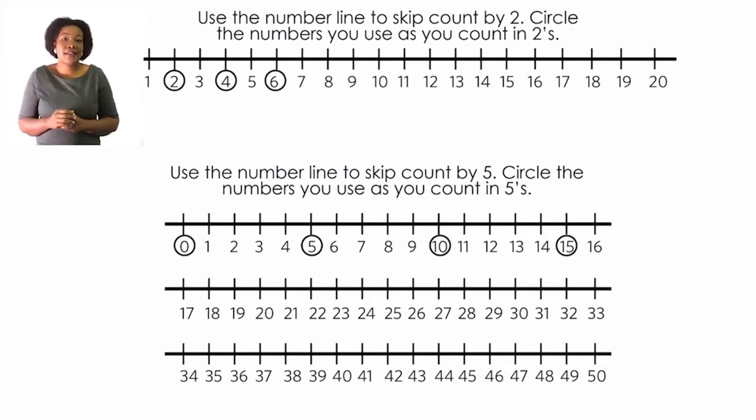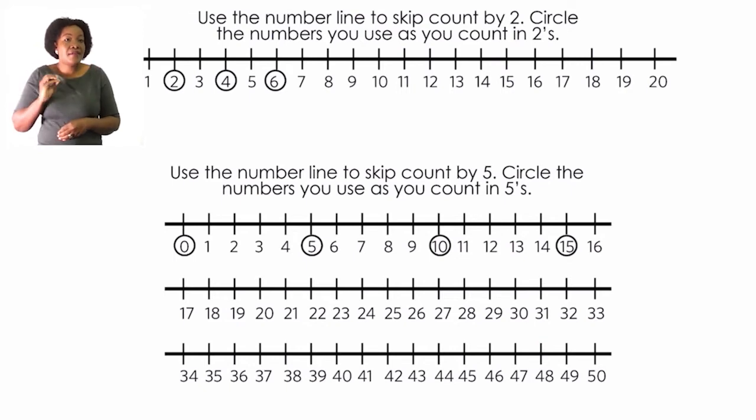I would like for you to complete the number line by circling the numbers in twos. Down below, let us count in fives. Starting at 0, we always count five places forward, and then we will find our next answer. 0, 5, 10, 15, 20, 25, 30, 35, 40, 45, and 50.